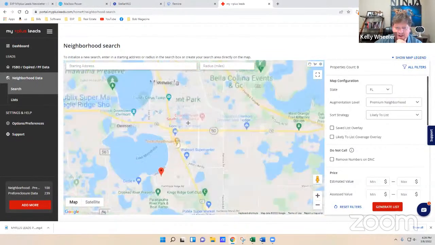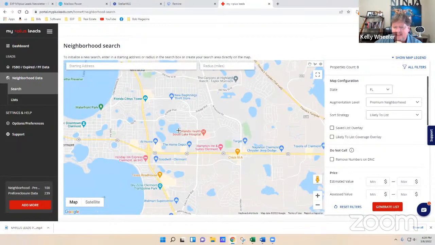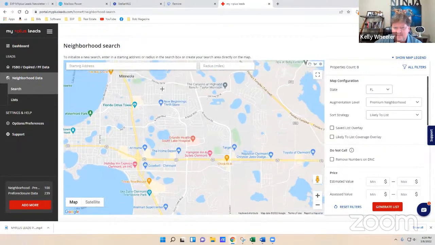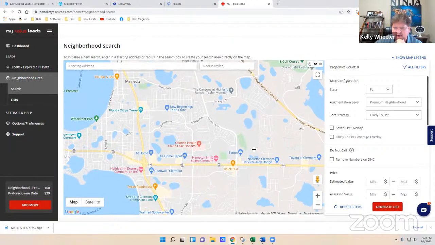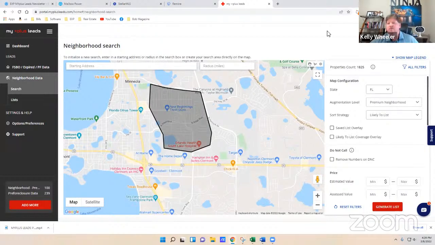So I'm going to scroll down. I have a lakefront home right here. This is my neighborhood right here. So one of the things I can do is I can come over here and I can draw, bear with me guys, right here. Okay, so 1,800 properties inside of my neighborhood, right?